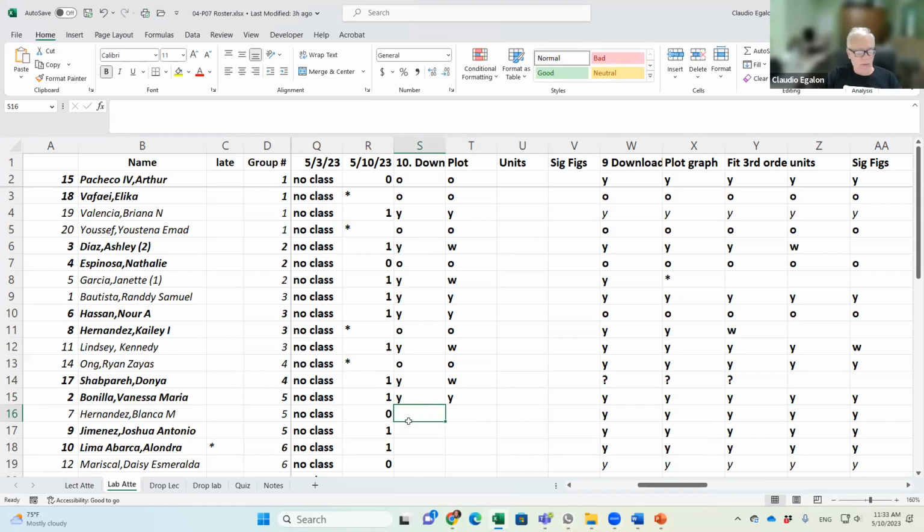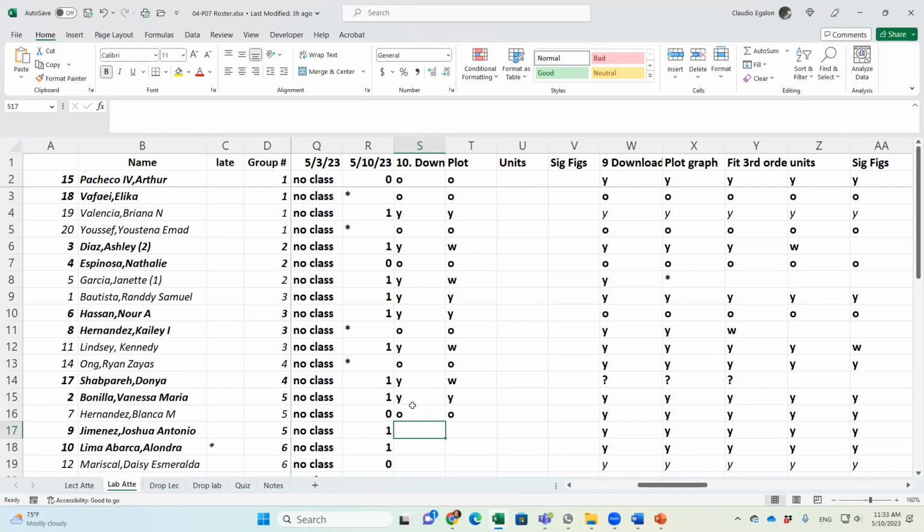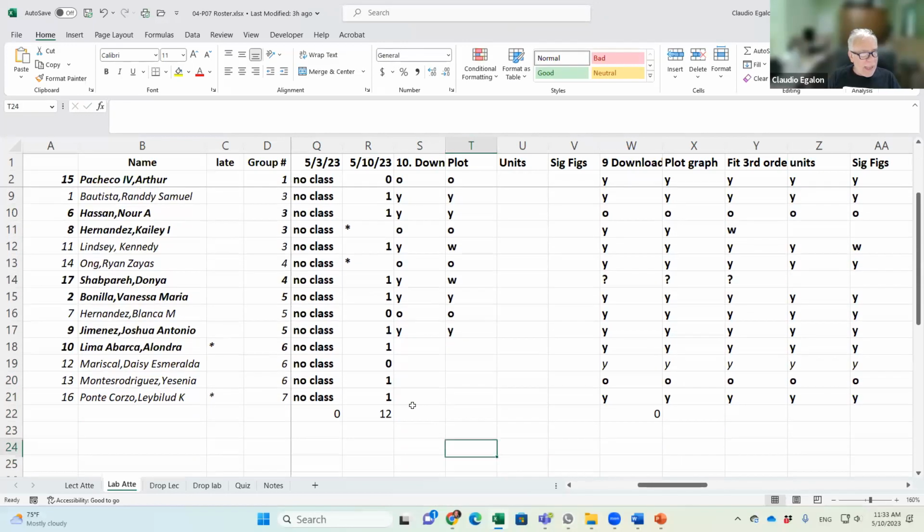Blanca Hernandez. Doesn't look like she's here. Okay, Joshua Jimenez. Yes, I plotted both graphs and they came out the way you showed us an example. Good, thank you. And so you can work on the rest. Okay, Alondra. Did you download present and downloaded? Okay, graphed as well. Okay, so I presume that you got the proper behavior right in the graph.